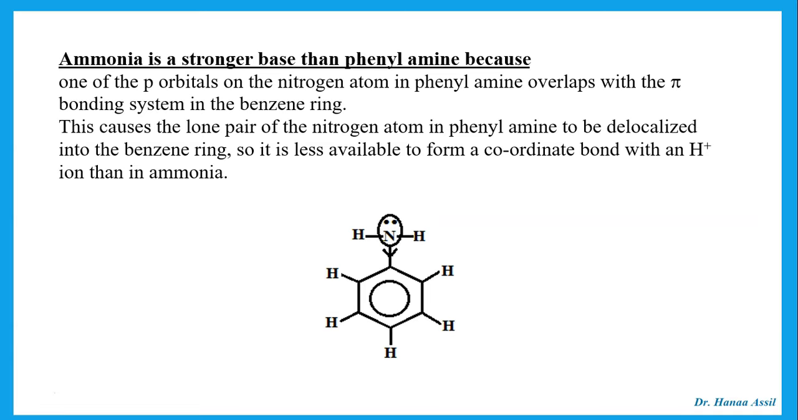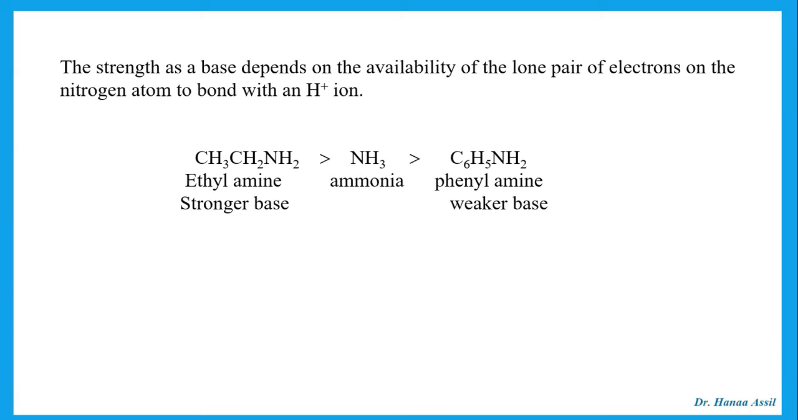Now, which one is more basic, ammonia or phenylamine? Phenylamine is the one with benzene with an amine group. Now, you should realize that the phenylamine has a lone pair of electrons on the nitrogen. These overlap with the pi bonding system in the benzene ring. So the lone pair of electrons of the nitrogen is delocalized into the benzene ring, so it is less available to form a dative bond with H+ ions than in ammonia. So phenylamine is less basic than ammonia.